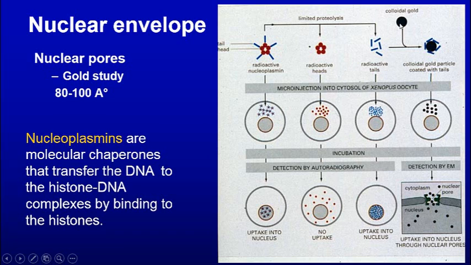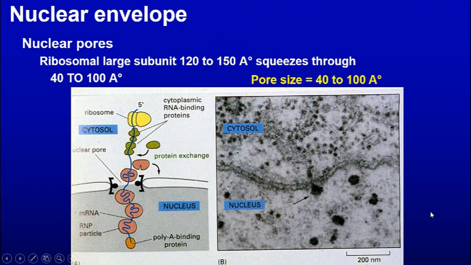And here you can see where they took gold particles and attached them to the radioactive tail part, and that was able to take the colloidal gold into the nucleus so they can see what size gold could slip in through the process. Now, the nuclear pore is a certain size, however, 40 to 100 angstroms.